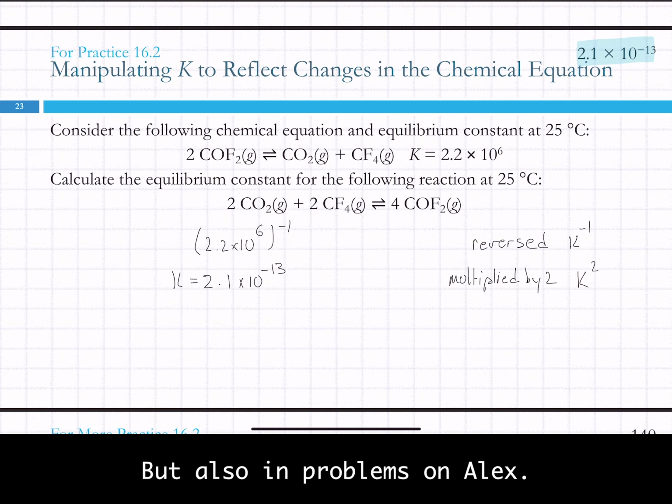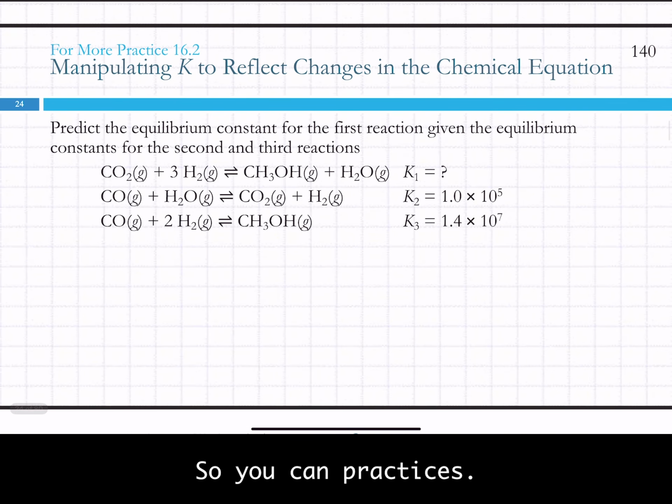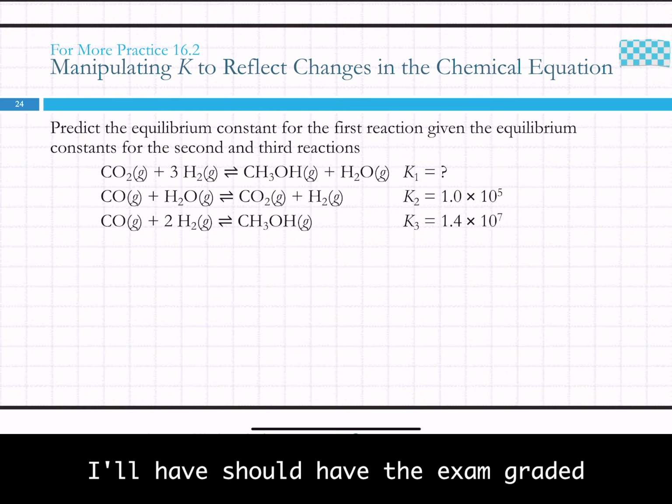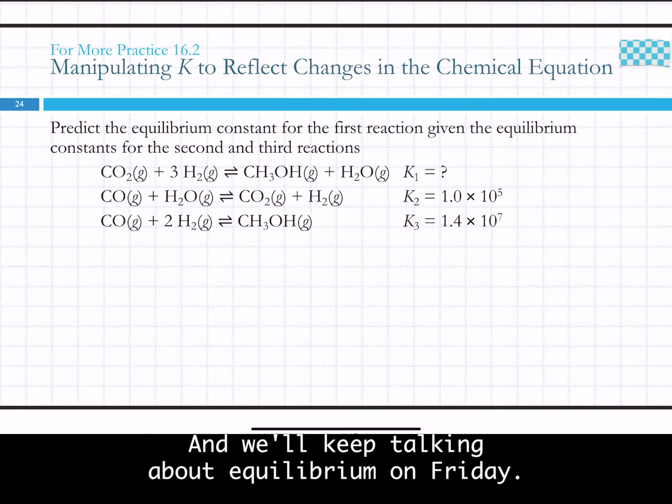But I'll assign problems on Alex so that you can practice these. And yeah, should have the exam graded definitely by Friday. And we'll keep talking about equilibrium on Friday.